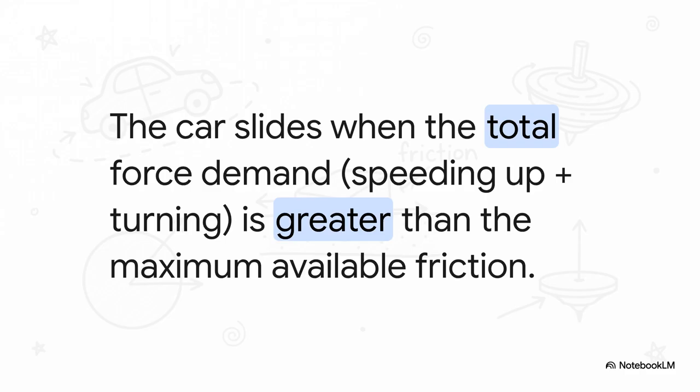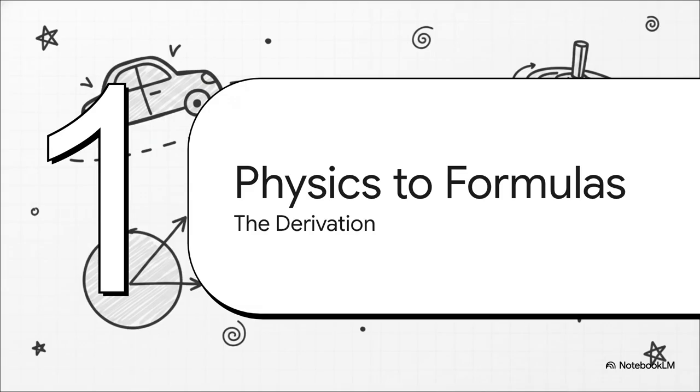And notice that word, total. It's not just the turning force. It's the combination of the force needed to go faster, the tangential force, and the force needed to turn, the centripetal force. Since those two forces are at right angles to each other, we're going to have to add them together like vectors. All right, we've done all the conceptual heavy lifting.